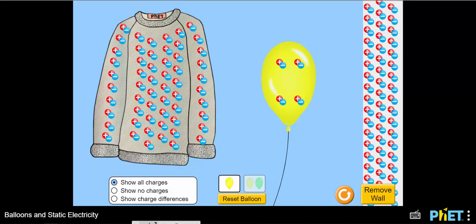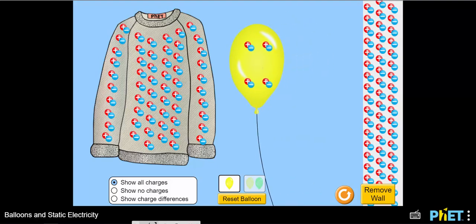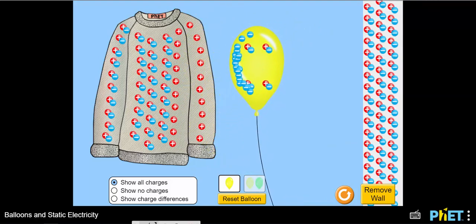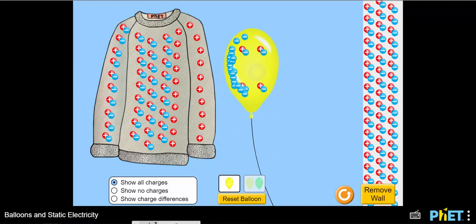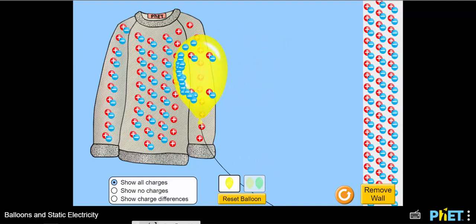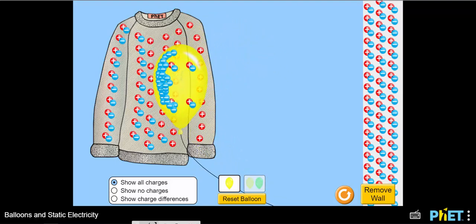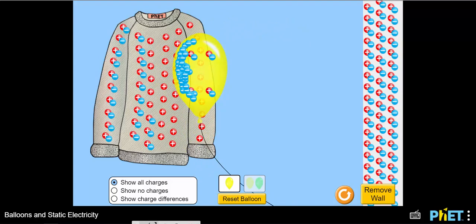Here, this is a PhET simulation of balloons. What is happening here is you see that we have a shirt, a wall, and a balloon. They're all neutral. You see that? There are just as many protons as electrons. If I take this balloon and rub it on the shirt, I can pick up some electrons. Now the balloon has a negative charge and the shirt has a positive charge, and they're attracted to each other. If I rub on there, I can pick up some more electrons and they're attracted. I think that's pretty straightforward.